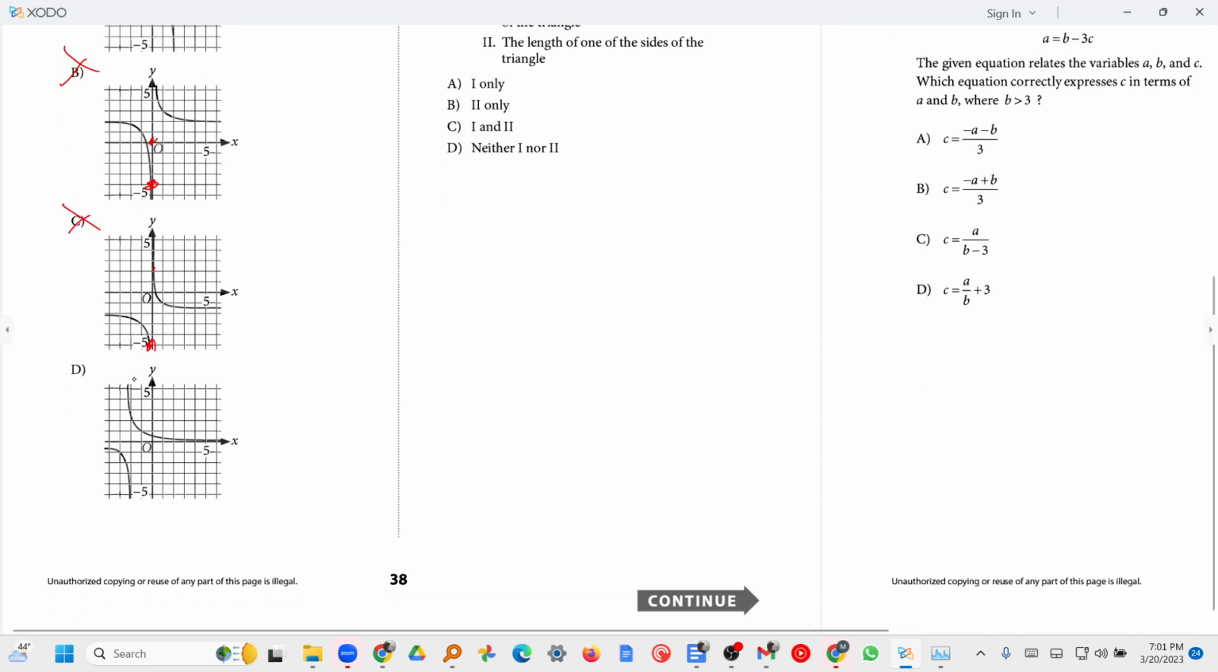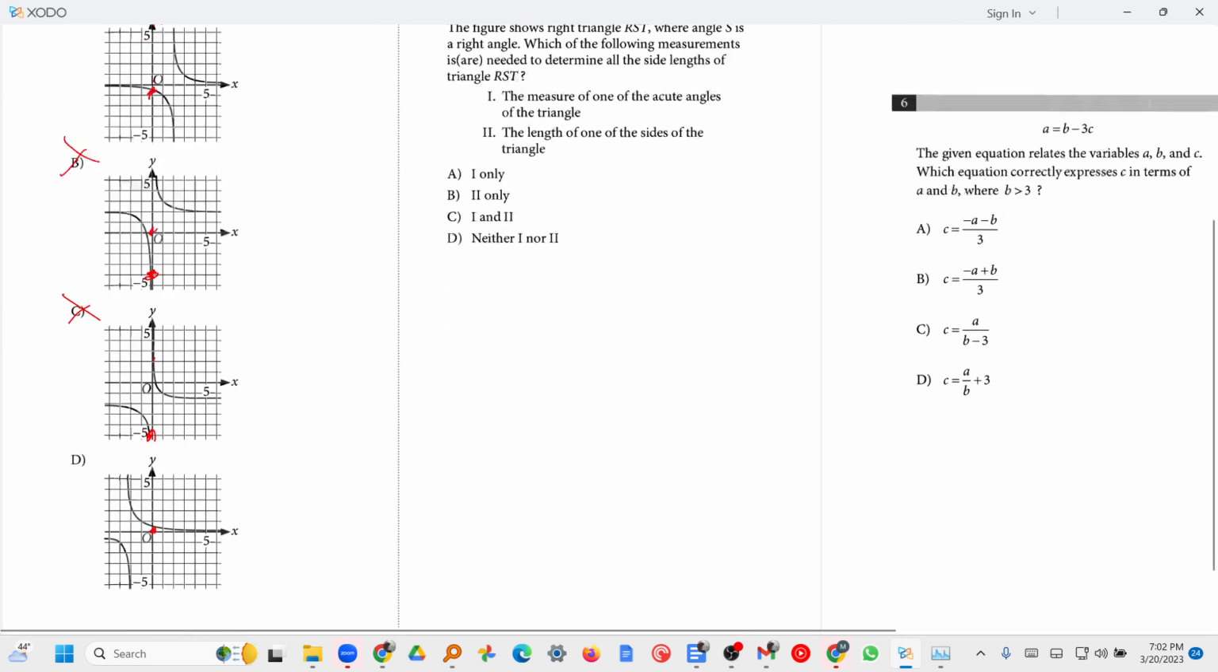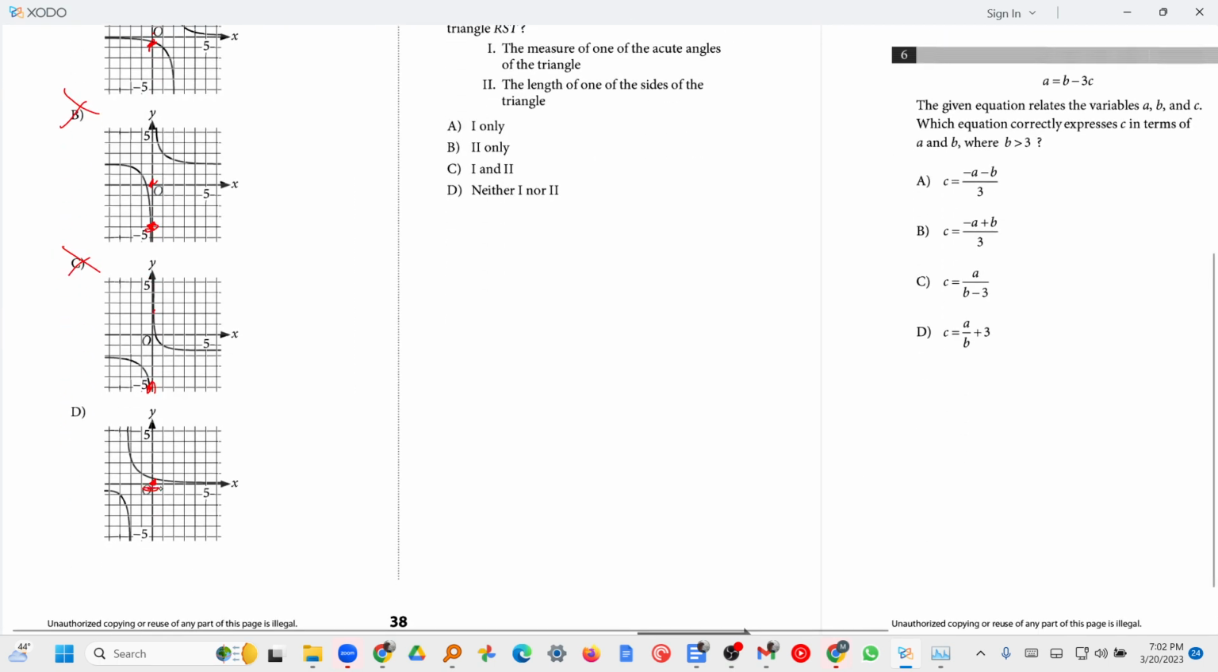And then for D, when x is 0, according to this, y is supposed to be negative 1/2. And D is also no good. I don't have a y at negative 1/2. I have it at positive 1/2. So that guy's got to go as well. And we are done.